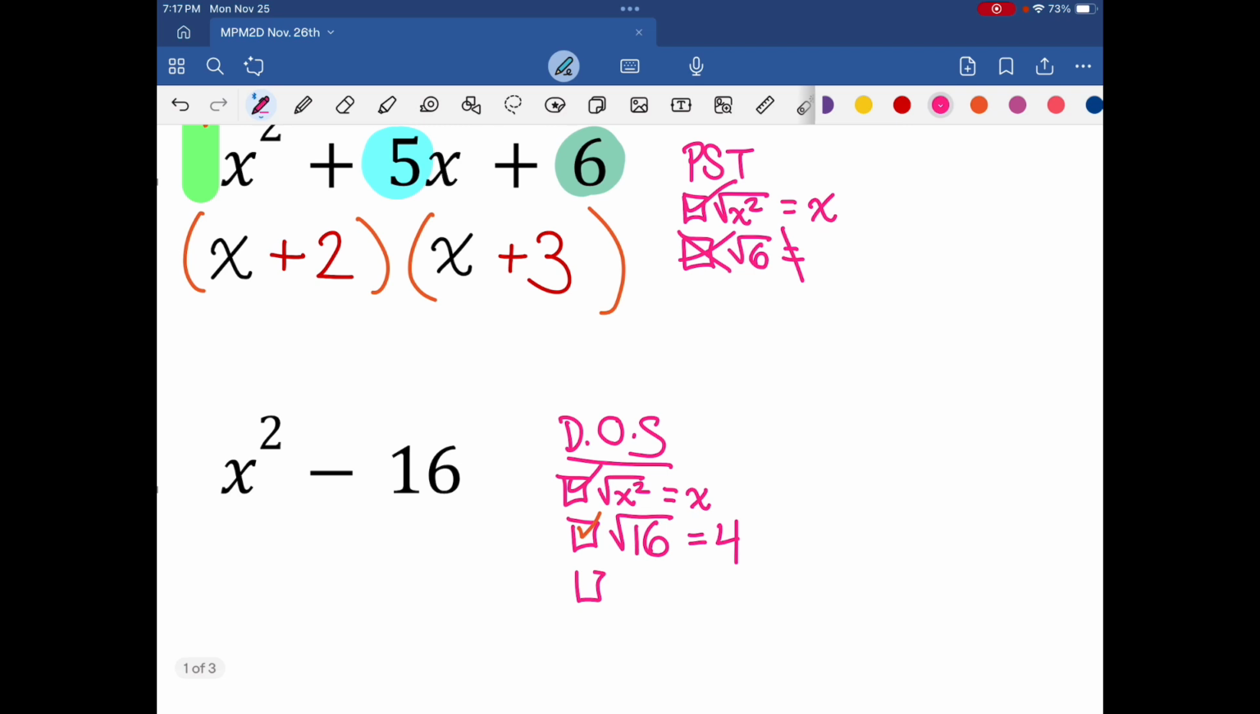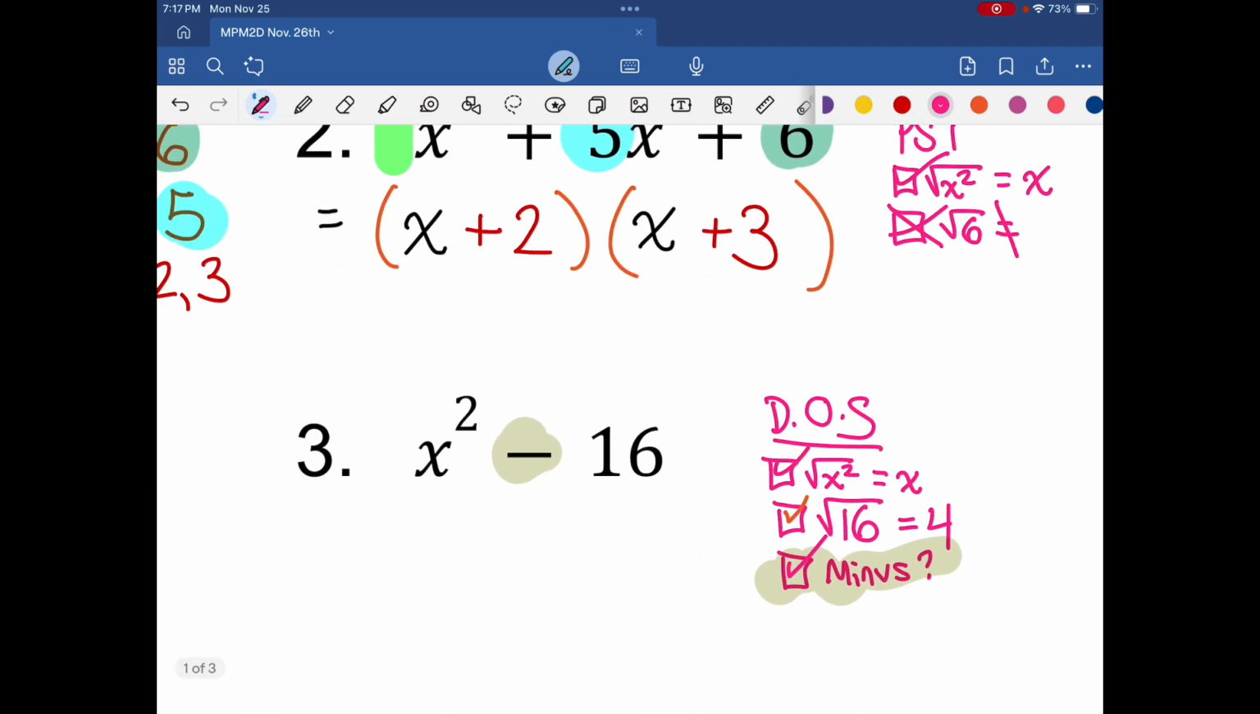And last condition, is there a minus sign in between? Yes, there is. So it's a difference of squares. So for difference of squares, when we are factoring it, bracket, bracket, the number we have is the square root of our first term, which is x. So x goes in one bracket, x goes in the second bracket.